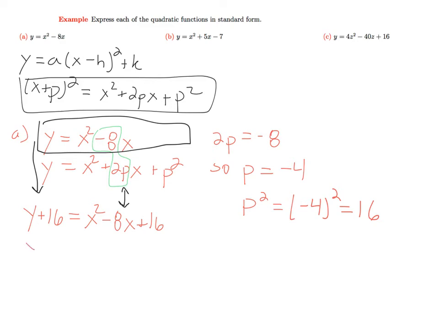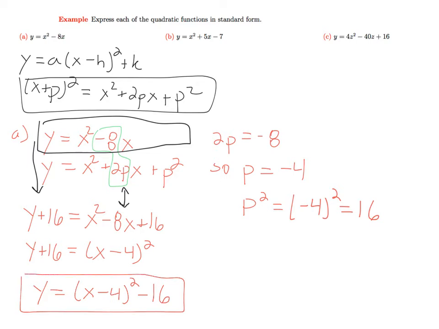Namely, the right side is (x minus 4) squared. Okay, so this is the perfect square on the right side. Now if we solve this for y, we've put our quadratic function into the standard or vertex form. From this we can see that we have a vertex, for example, at the point (4, minus 16).